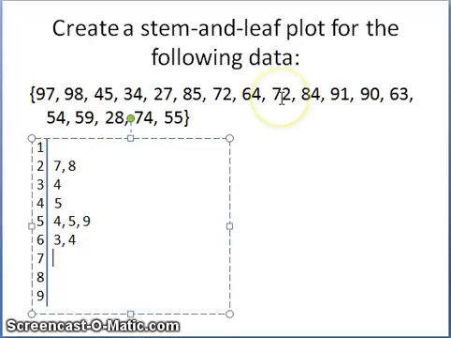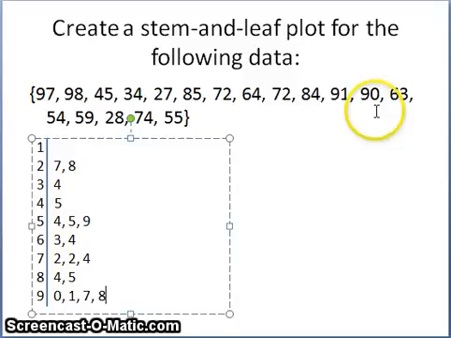72, 72, 74. Notice that I did count the 2 leaf on the 7 twice. I did write it both times. That's important. For 8, so 85, 84, so that's a 4 and a 5. And then for 9, 97, 98, 91, 90, so I've got a 90, a 91, a 97, and a 98.